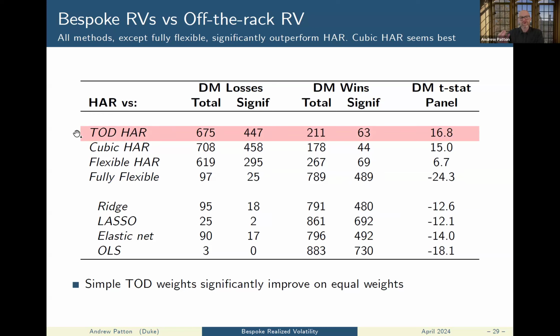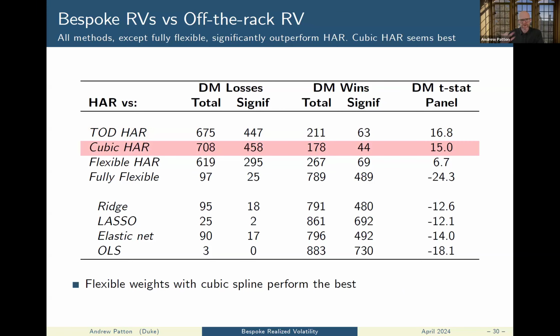This very simple, almost free time of day adjustment on realized variance significantly beats the standard HAR. So using the inverse time of day volatility as the weights leads to 675 wins compared with 211 losses in the pairwise comparisons, and a panel t-statistic of almost 17. So this thing you can get for free. It takes no computing power, basically, and it takes almost no time.